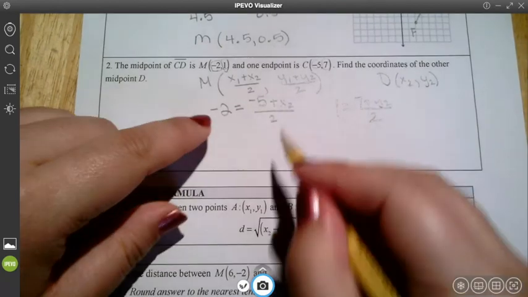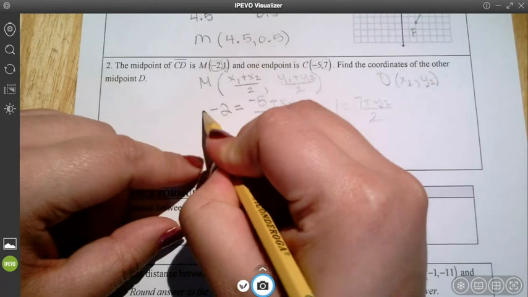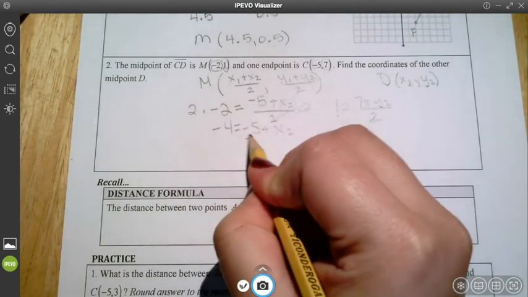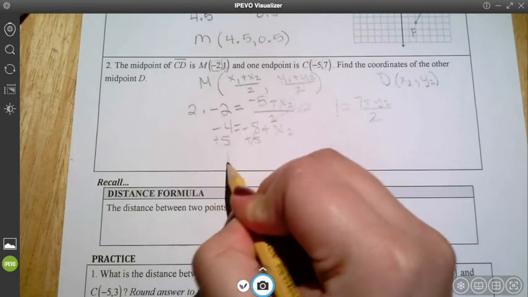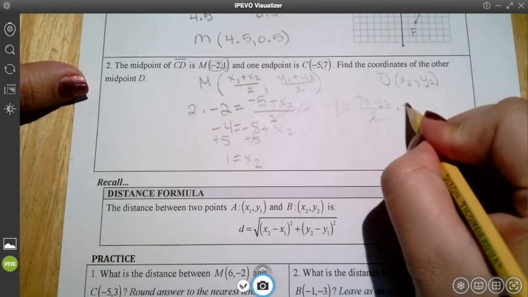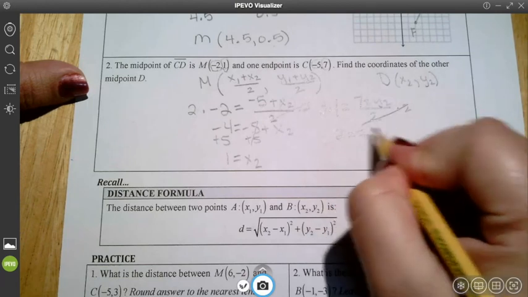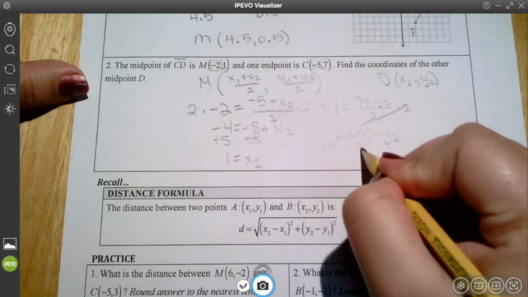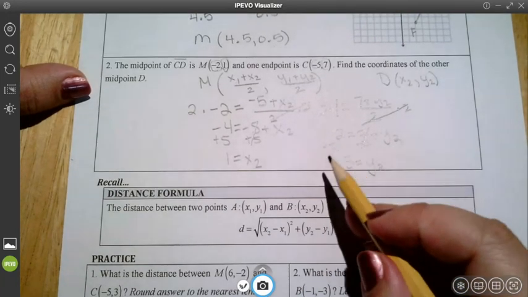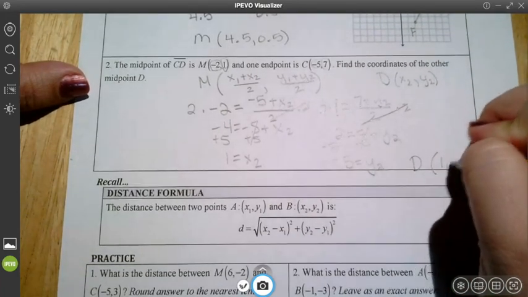So how do we do that? Well, let's solve for x first. So multiply both sides by 2. Negative 4 equals negative 5 plus x2, plus 5 plus 5, 1 equals x2. Same thing on this side, times 2, so 2 equals 7 plus y2, minus 7 minus 7, negative 5 equals y sub 2. Now this is not a distance, so it can be negative, and so we have that point D is at 1 comma negative 5.